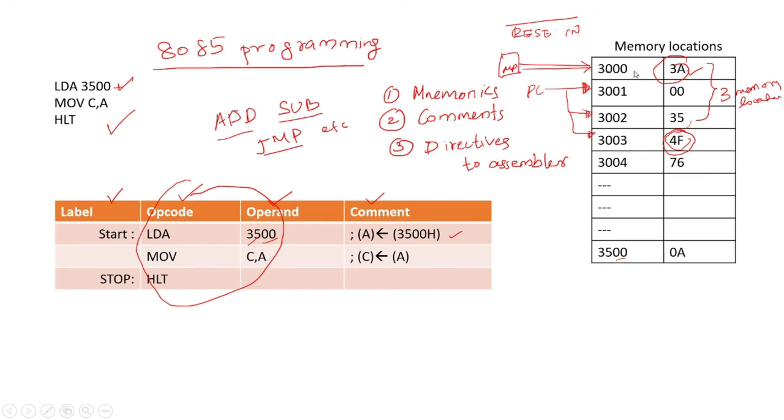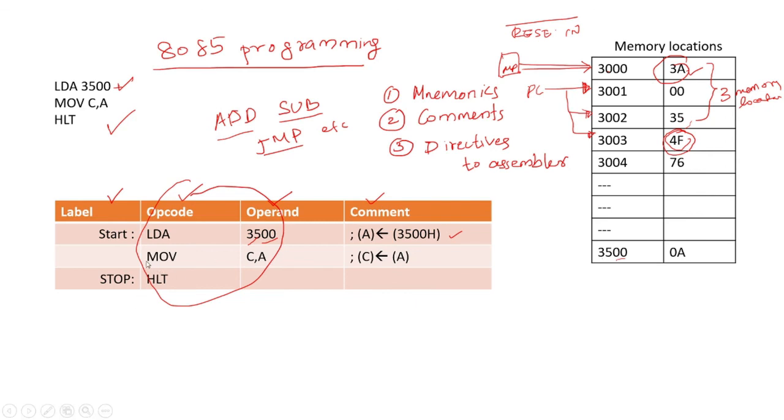So in order to save the machine code of this instruction, LDA 3500, it requires 3 consecutive memory locations, since each location can handle 1 byte of data. The first byte is the opcode corresponding to that instruction, given by the manufacturer. The second one is the LSB address. The third one is the MSB address. So 3 consecutive memory locations are required to save the machine code of the first instruction. Such a type of instruction is termed a 3-byte instruction.